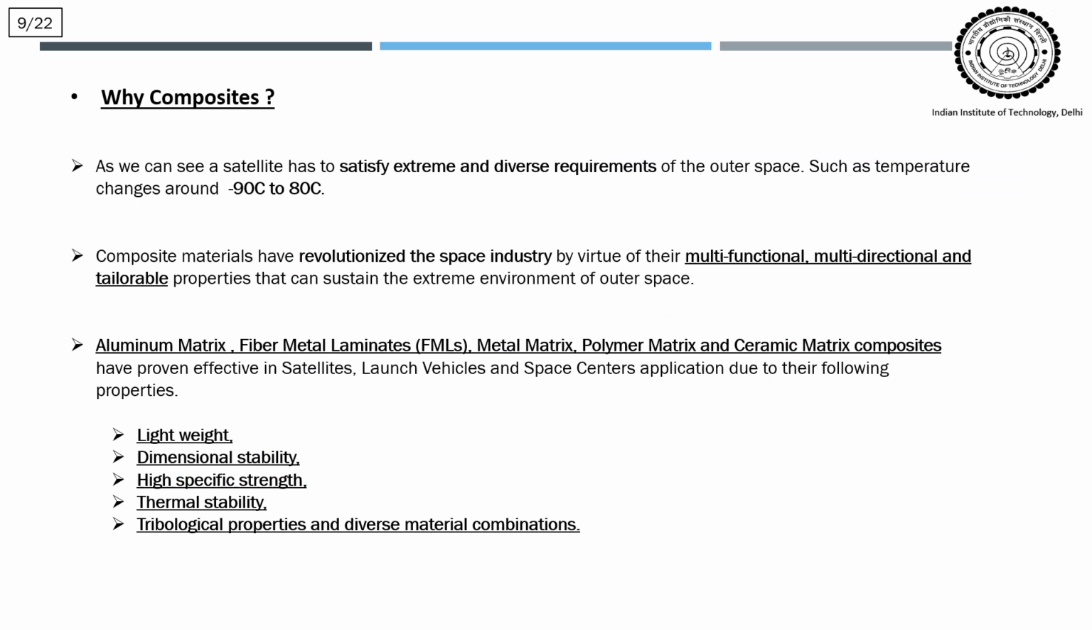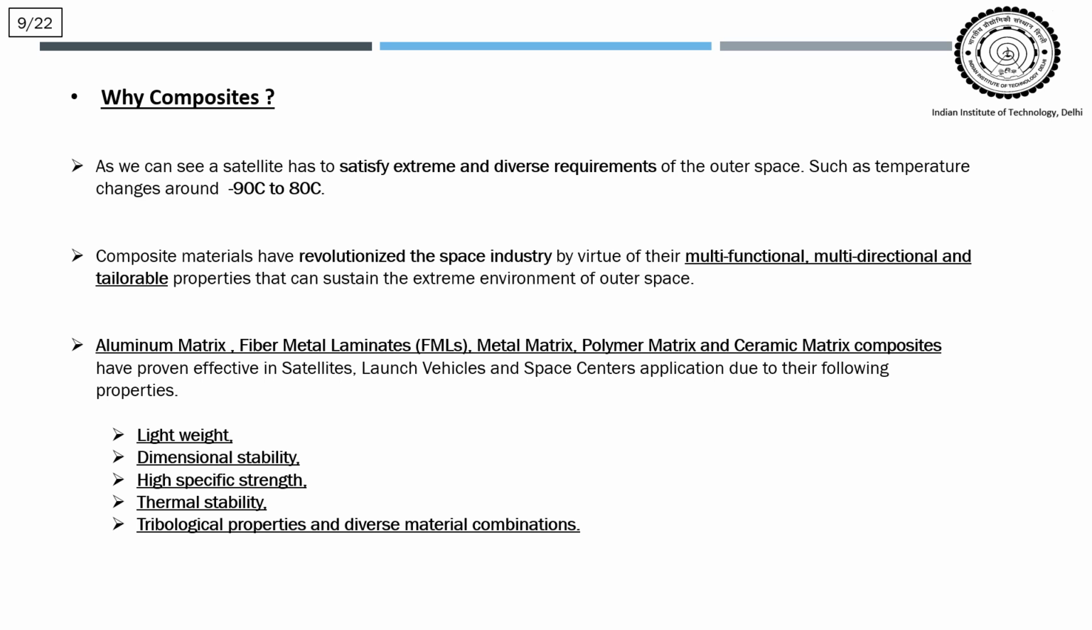So as we have seen, the temperature in the outer space changes from -90 to around 80 degrees centigrade, and the satellite has to travel through these temperature changes. So it has to satisfy these extreme and diverse requirements of the outer space. Now, composites, due to their multifunctional, multidirectional, and tailorable properties, have revolutionized the space industry.